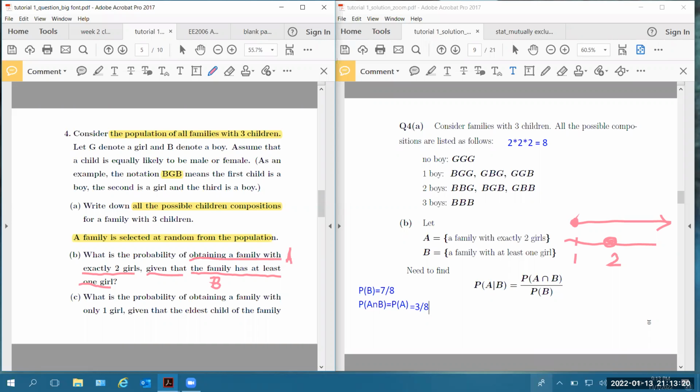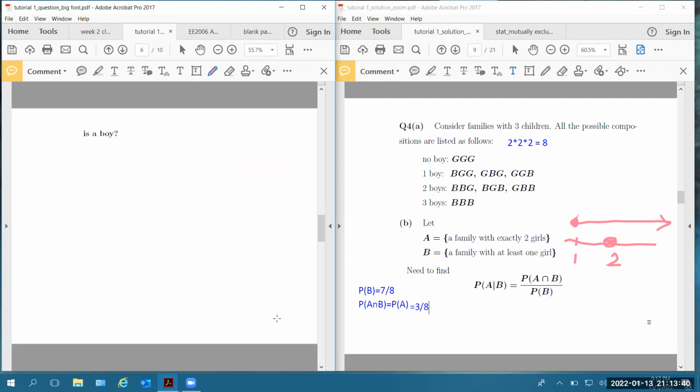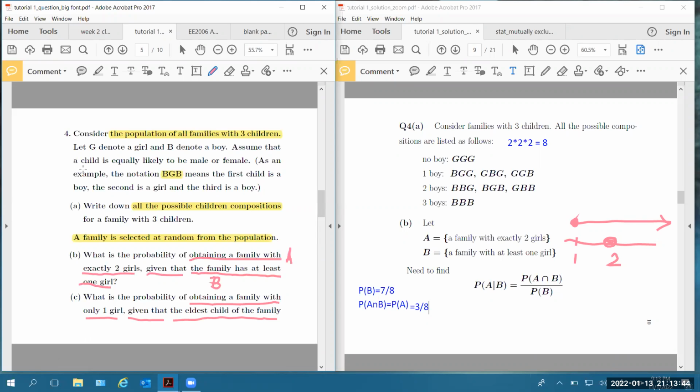All right, thank you. Okay, so let's go and look at C. C is also similar. Now, everybody go and look at question C on your left side. What is the probability of this one, and then you see this word again, given that, given what now? Given that the eldest child of the family is a boy. Can you see the structure? What is the probability of this thing given that this thing? Everyone can see or not?